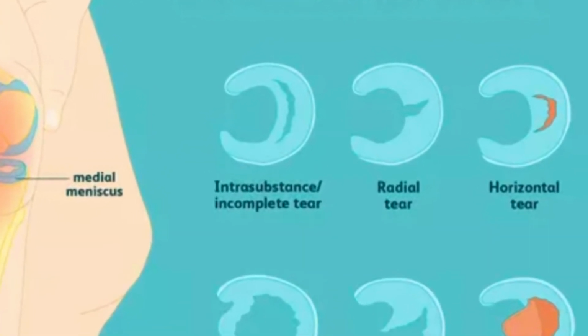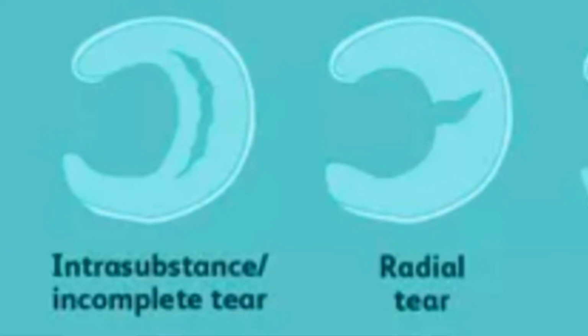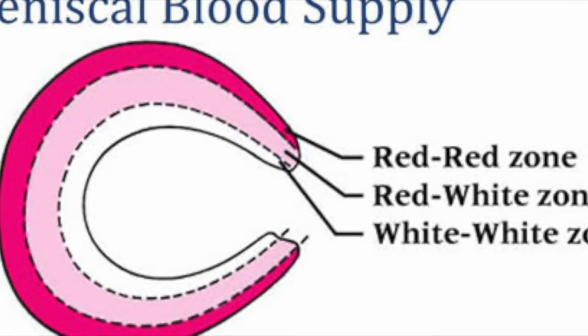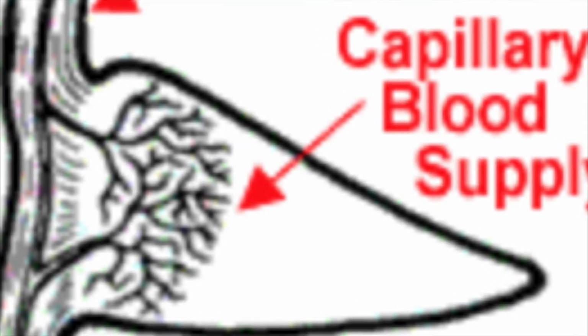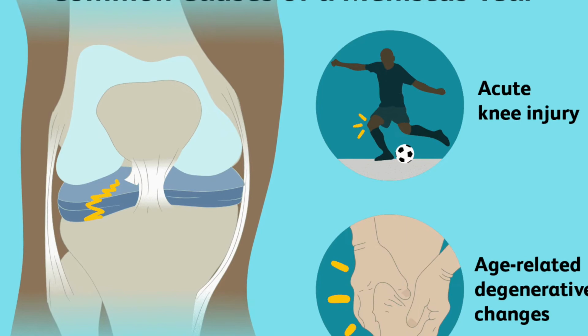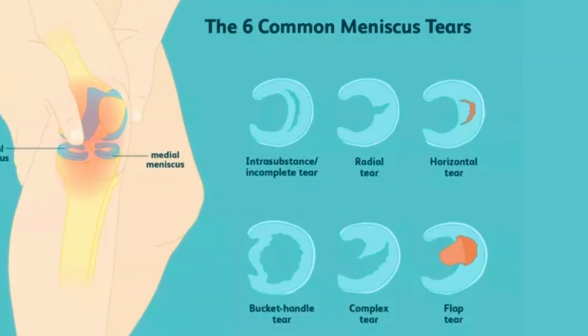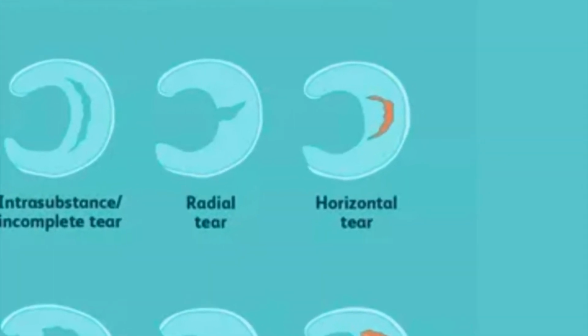Radial tear. Radial tears of the meniscus are the most common type of meniscus tear. These tears occur within the avascular zone of the meniscus. Avascular means there is no blood supply. Therefore, without blood supply, there is little capacity for these tears to heal. When these kinds of tears get to the point of requiring surgical treatment, typically the only option is to trim out the damaged portion of the meniscus.